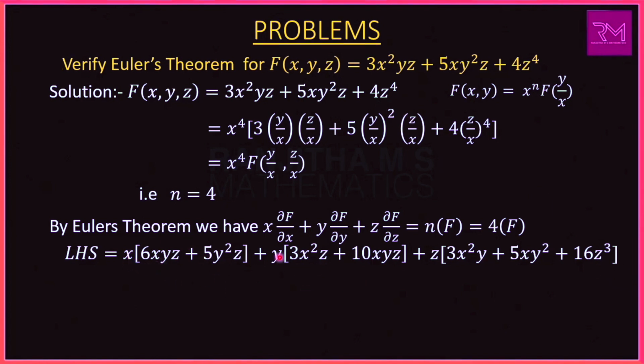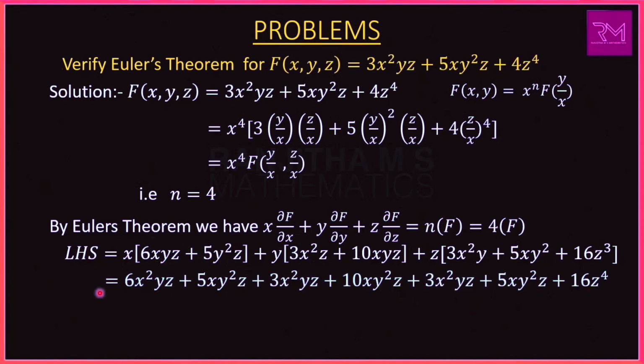Next step, multiply xyz inside the bracket and simplify. We get 6x square yz plus 5xy square z plus 3x square yz plus 10xy square z plus 3x square yz plus 5xy square z plus 16z power 4. Now here we have 6x square yz plus 3x square yz plus 3x square yz. We get 12x square yz. Then 5xy square z, 10xy square z and 5xy square z. Hence we get 20xy square z plus the remaining 16z power 4.